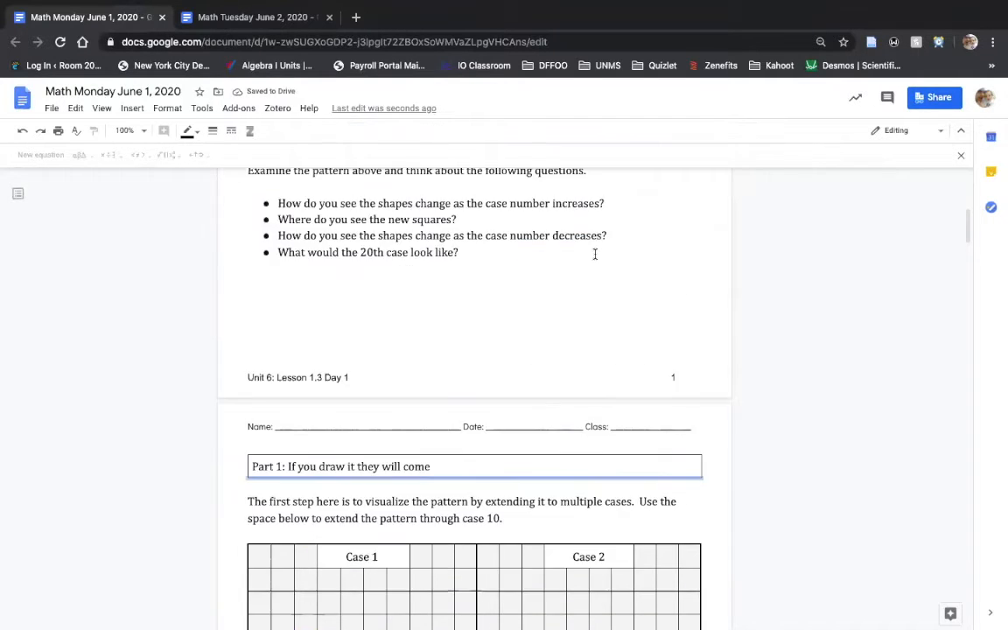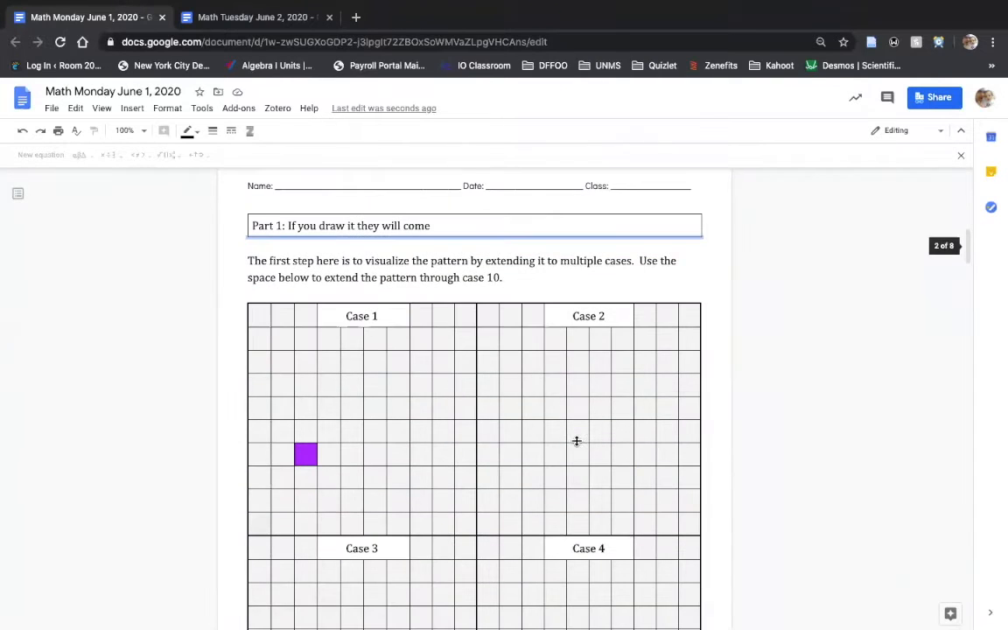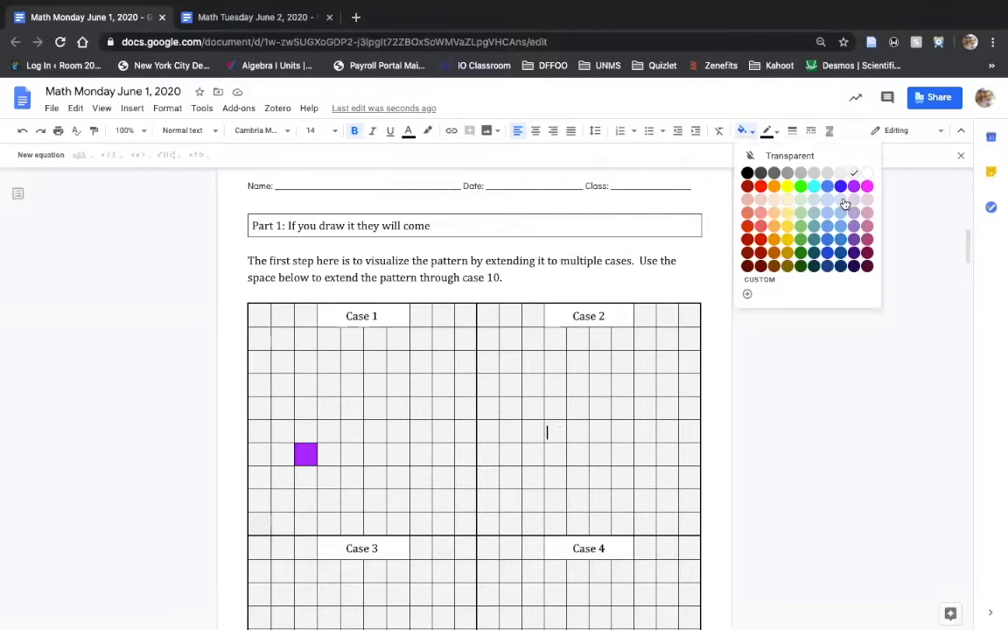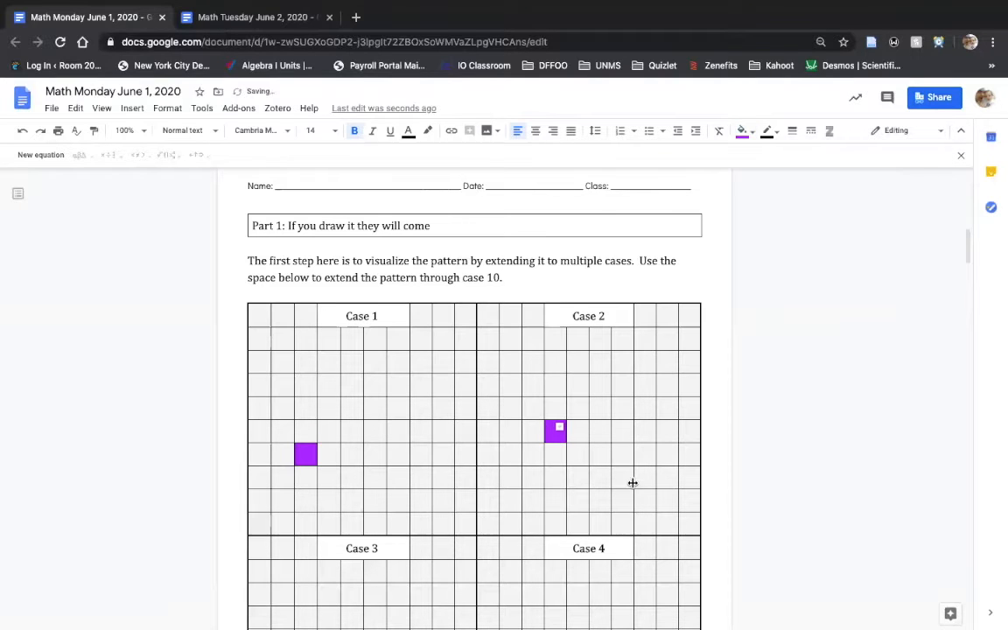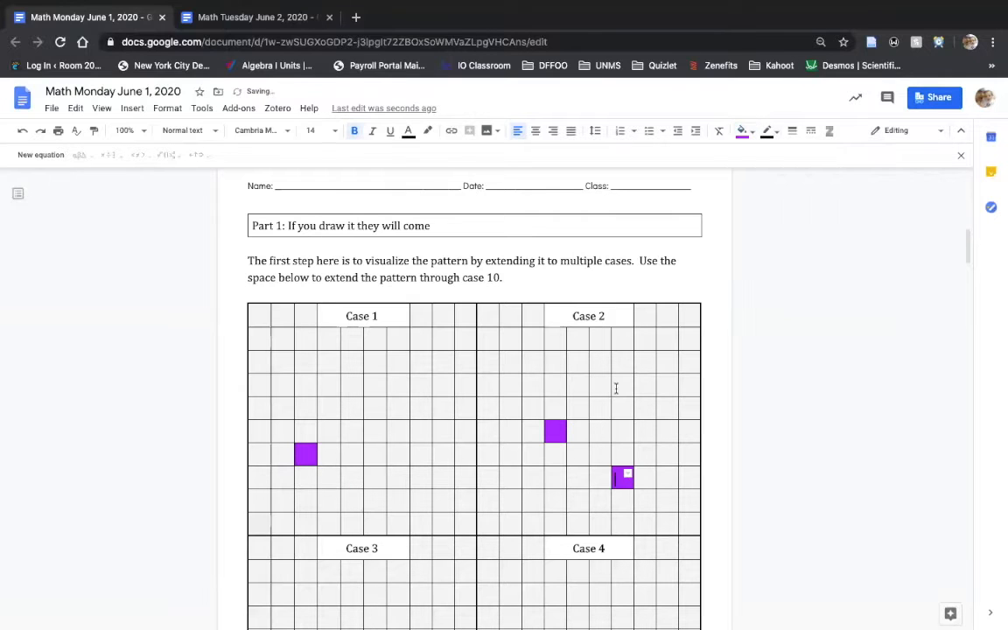Now I might say, okay, let's look back at case 2. Case 2 has 2 squares. So where am I going to put these 2 squares? Am I going to put them anywhere? Or would I put a square here and then a square down here? Does that look like it represents the pattern? No, right? So based on where you did case 1, how are you going to draw case 2, right?